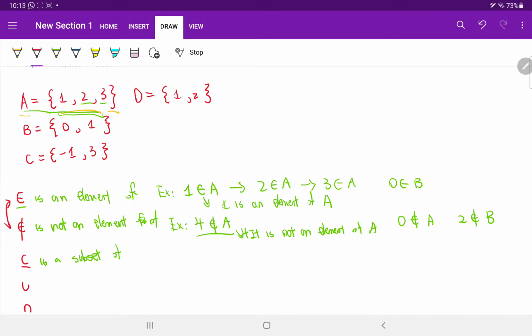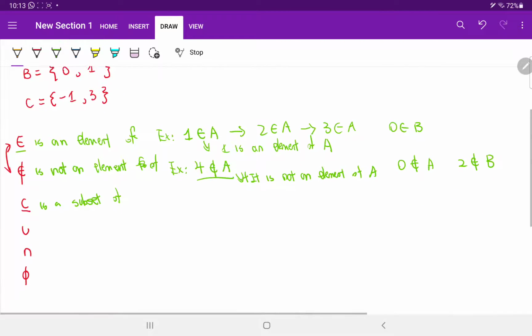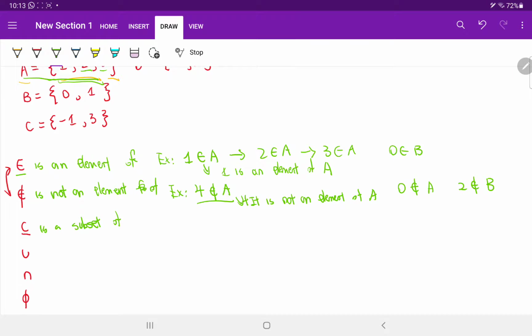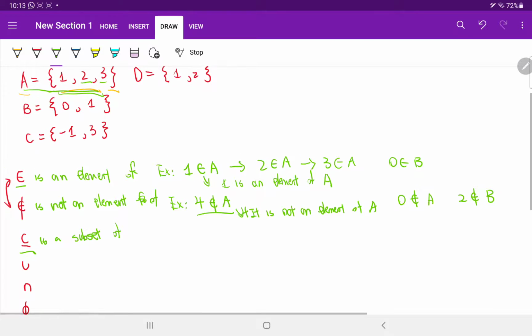So do you see any common similarity between these two? Right? So 1 and 2 are both an element of set A and set D. So in this case, let's go down here. What does this sign mean again? So you could basically say that D is a subset of A.